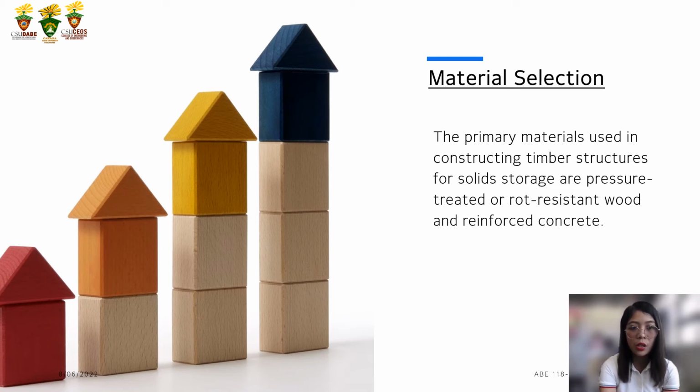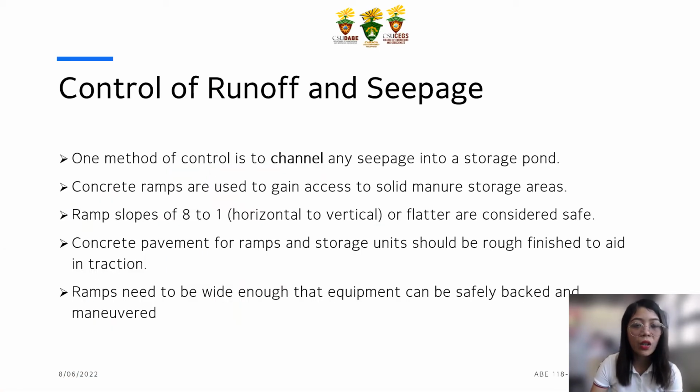For material selection, these are materials suited for long-term exposure to animals without rapid deterioration. So structural grade steel is also used, but it corrodes and must be protected against corrosion or be periodically replaced. So similarly, high quality and protected metal fasteners must be used with timber structures to reduce corrosion problems. So the primary materials used in constructing timber structures for solid storage are pressure treated or rot resistant wood and reinforced concrete. So seepage and runoff, which frequently occur from manure stacks, must be controlled to prevent access into surface and bodies of water or groundwater.